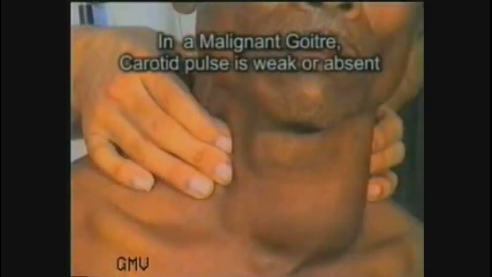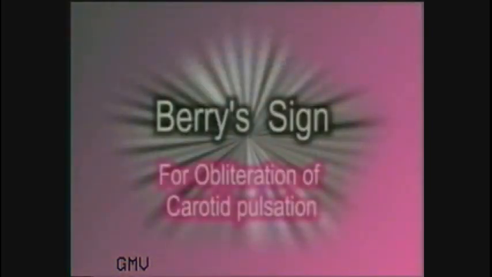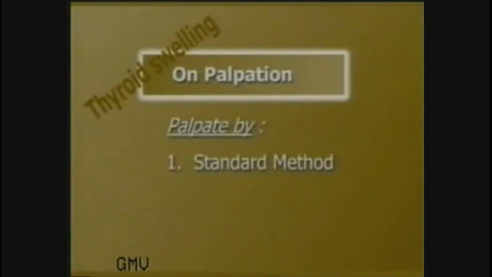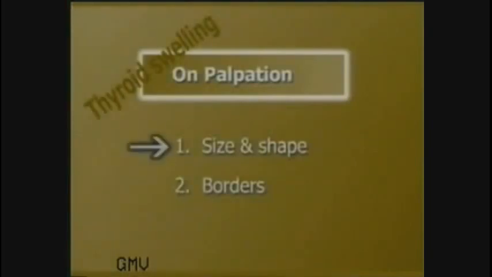But in a malignant goiter, the carotid pulsations may be felt weak or obliterated due to malignant infiltration of the carotid sheath. This is a positive Berry's sign, that is, obliteration of carotid pulsation in malignant thyroid. To revise, we palpate by the standard method, Lahey's method and Crile's method. Note on palpation the exact size and shape of the swelling and identify its borders.